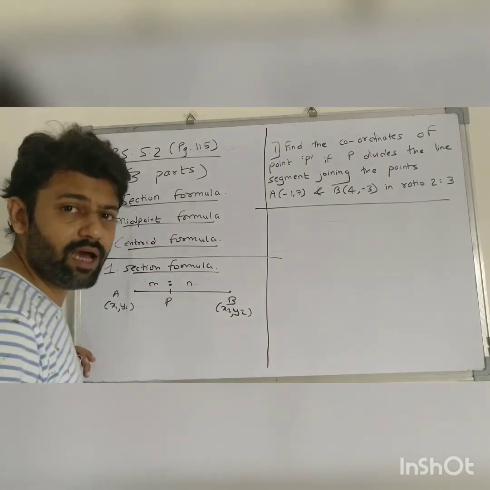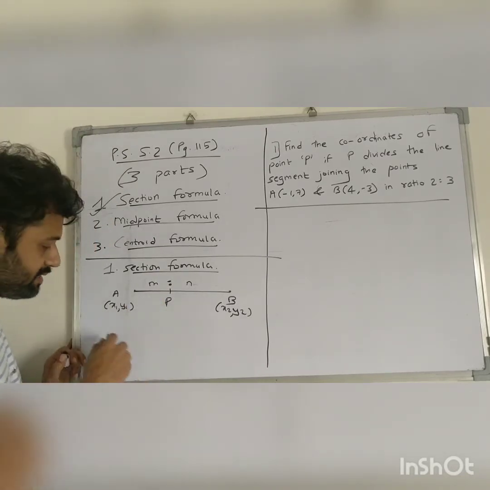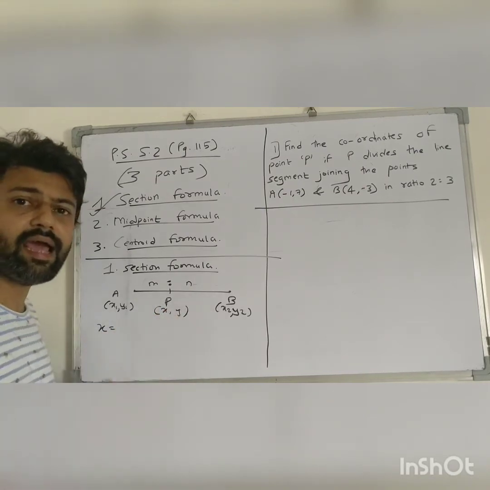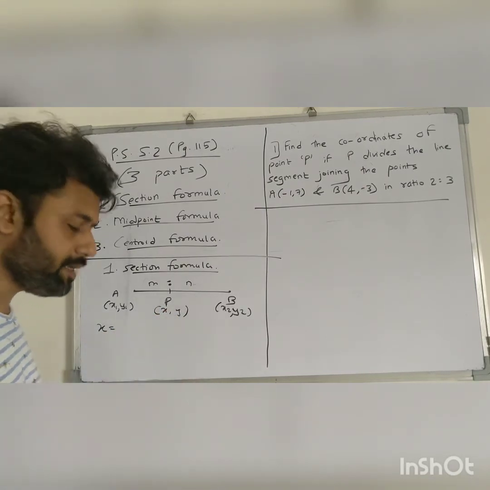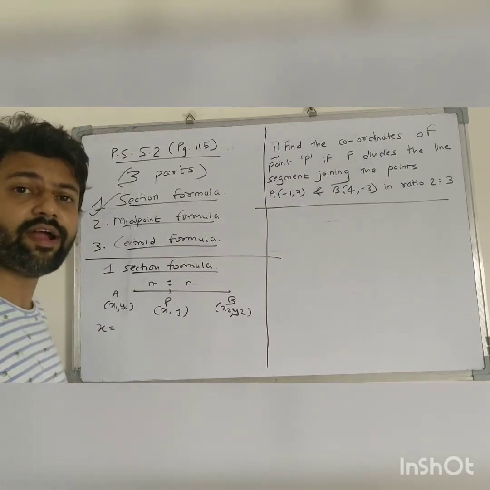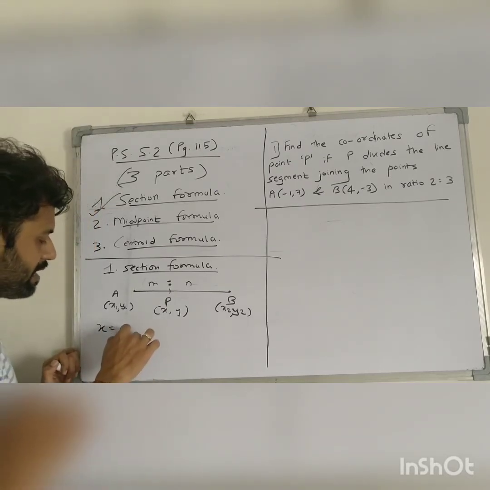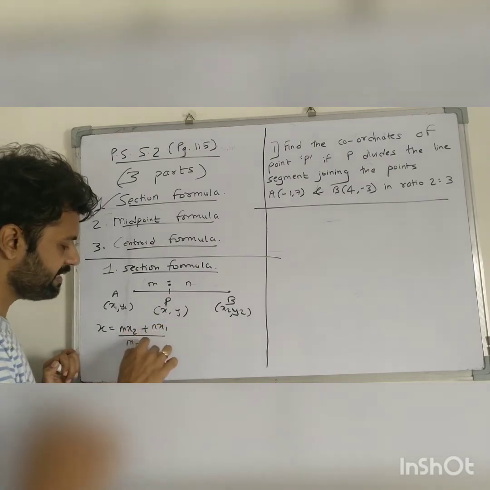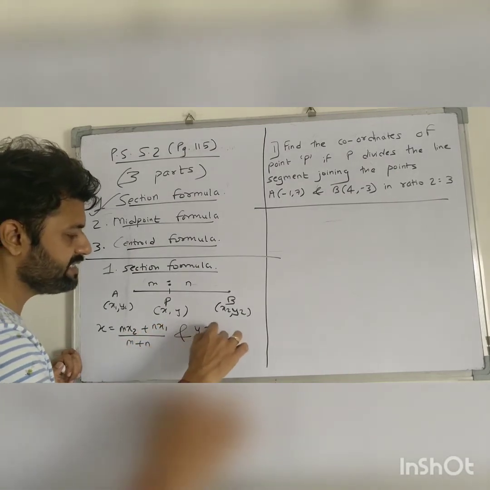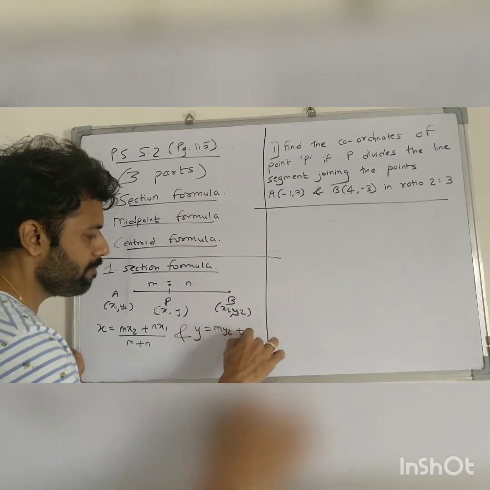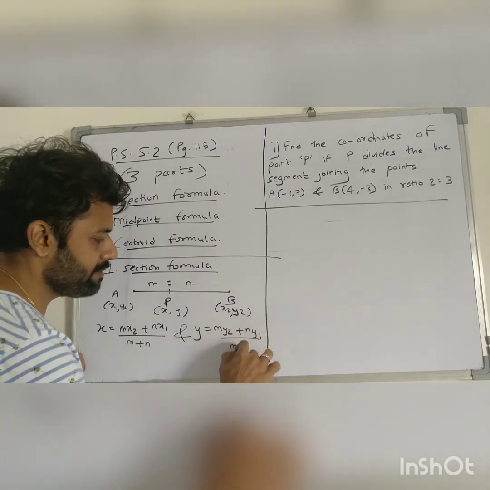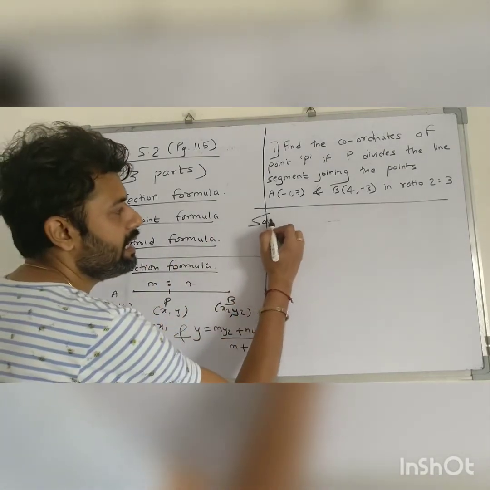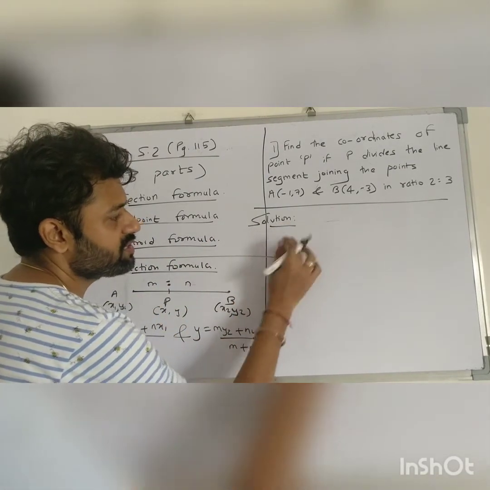The section formula is x equals, remember, x and y are the coordinates of point P. The formula to find x is mx2 plus nx1 upon m plus n, and y is equals to my2 plus ny1 upon m plus n. Let me use this formula in our first sum.